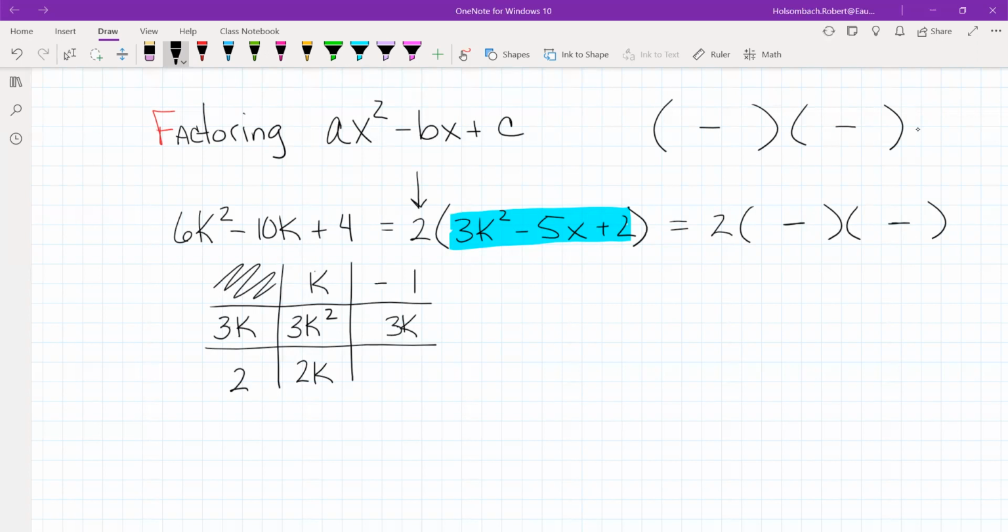And if both of these factors are negative, then both of these products are negative. And my negative 2k plus my negative 3k is equal to negative 5k. And my negative 2 times negative 1 is positive 2. So my 3 checks work out. So my factors are 3k minus 2 and k minus 1.